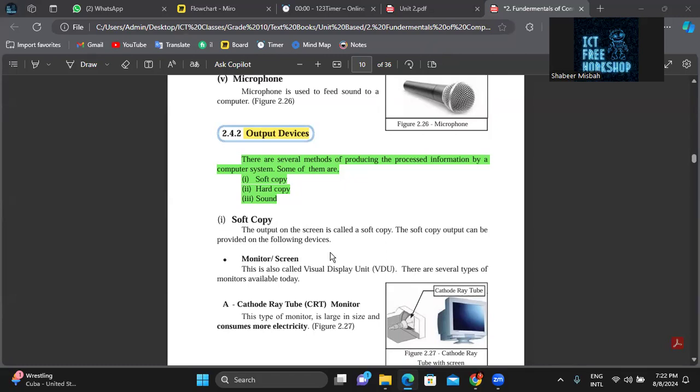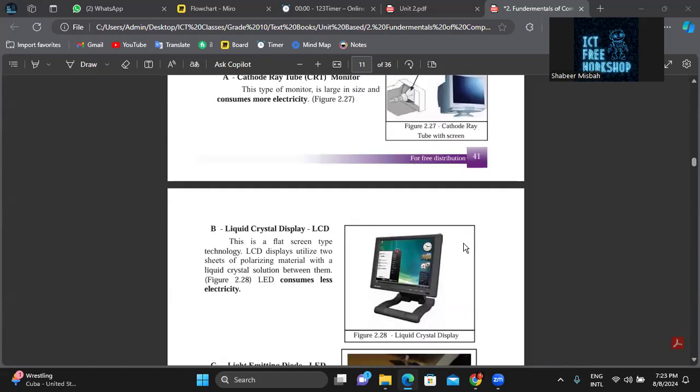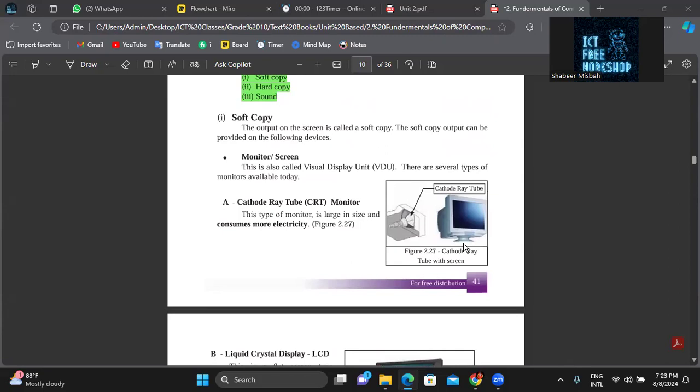Okay. So now let's continue. I'll give you a basic idea about the types of monitor. A monitor is of three types. Cathode ray tube, that means CRT monitor. Cathode ray tube monitors, you might have seen these. 2K kids most probably have never seen these kinds of monitors. I guess some of you have already seen this, I think.